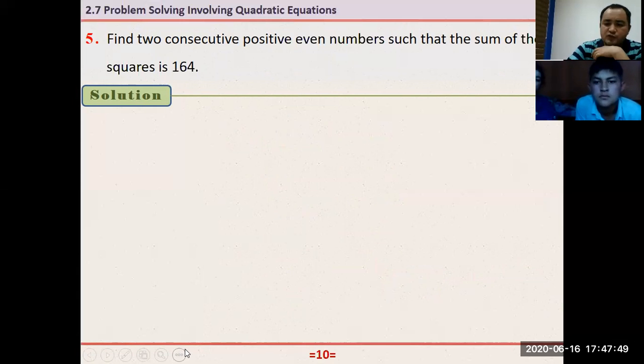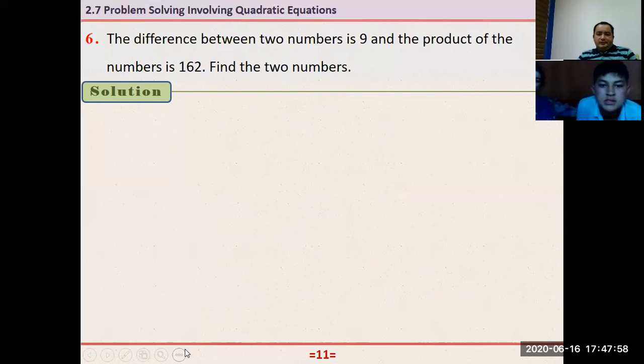I will skip this question. You will do it yourself, okay? Because it is a similar question. The difference between two numbers is 9 and the product of the numbers is 162.